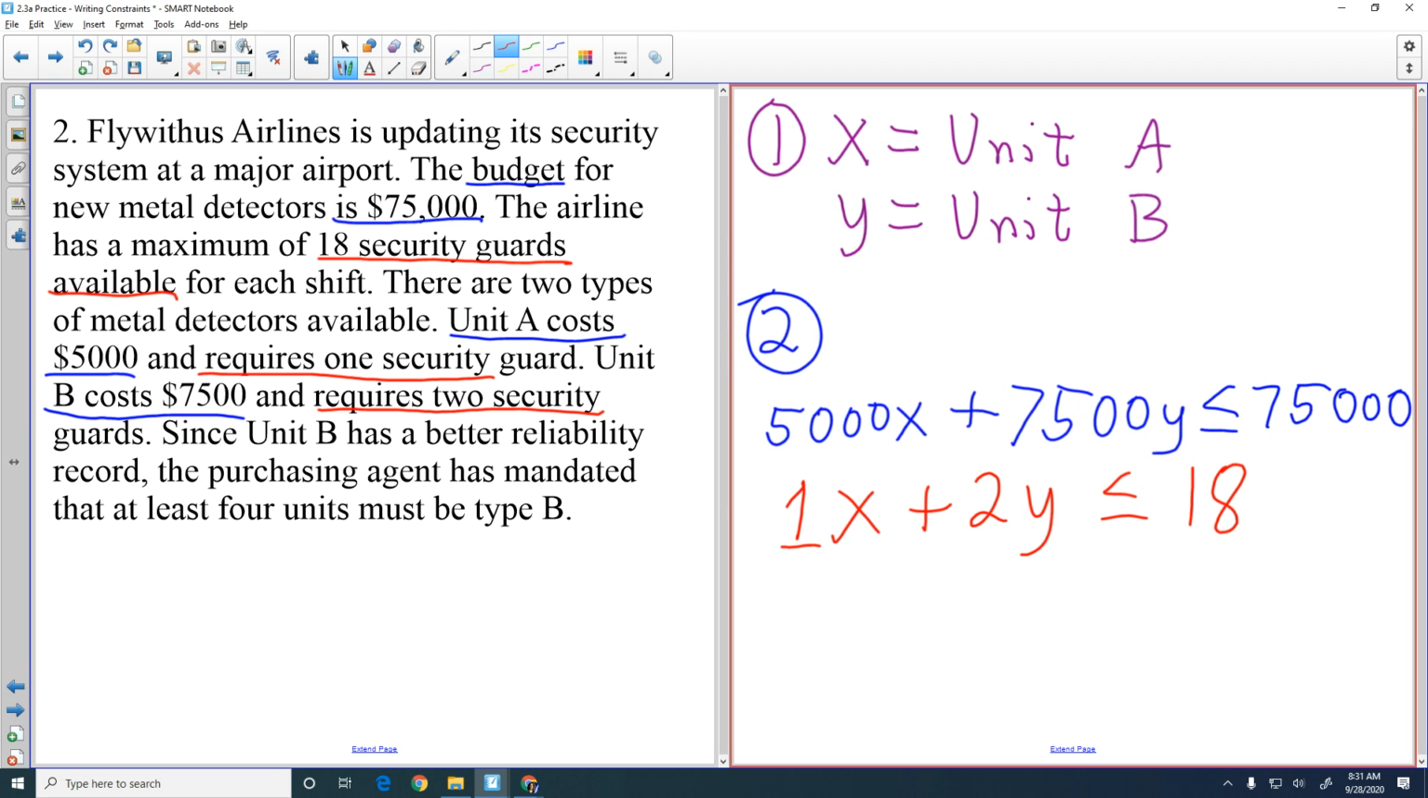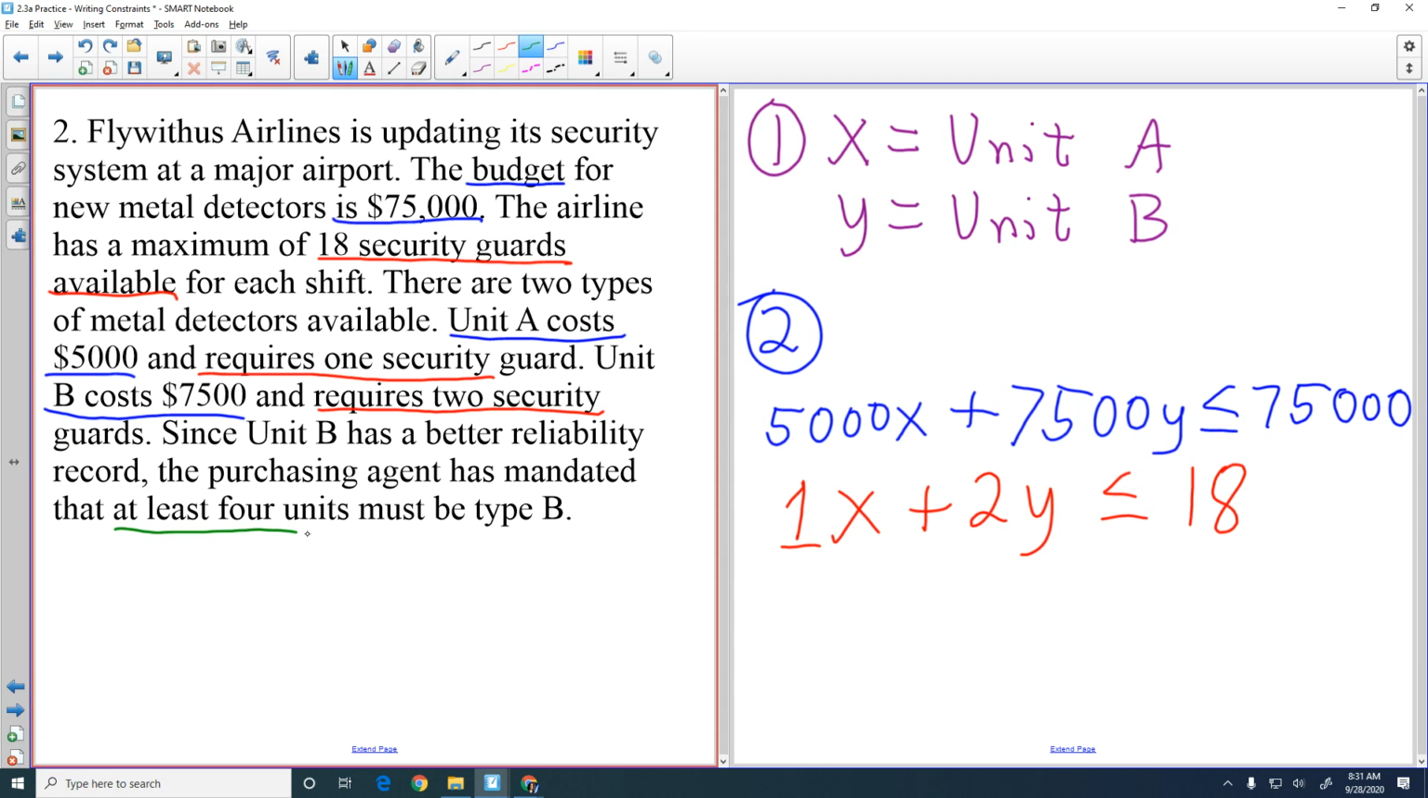All right, so that was one constraint dealing with the money we have. One constraint dealing with the security guards we had available to work them. Is there anything else that's determining the numbers of these units that we need to purchase? There's one last piece, right? What is that last little bit?